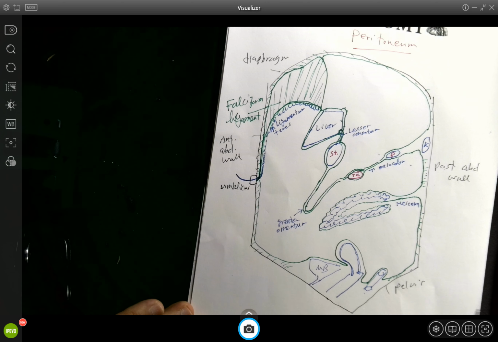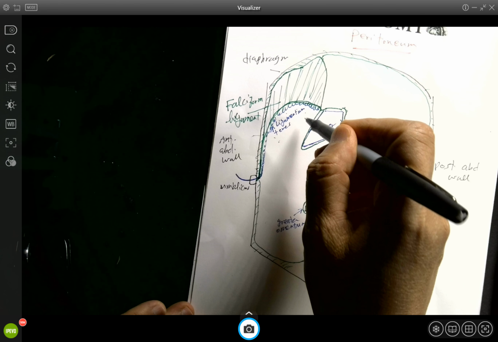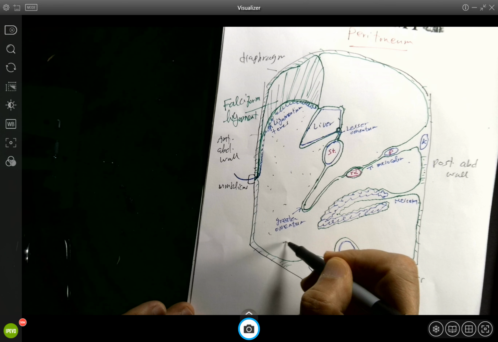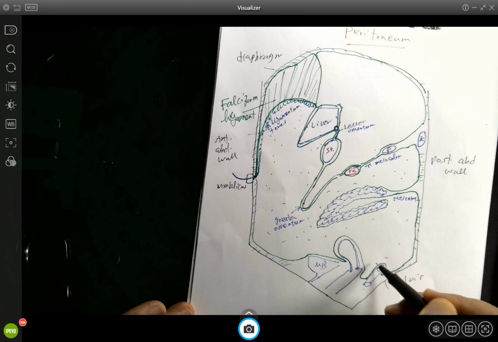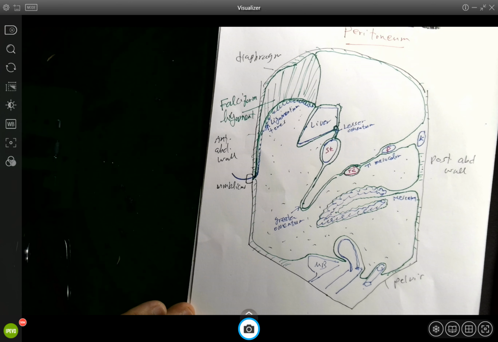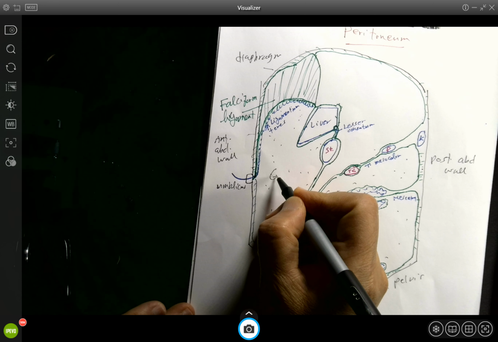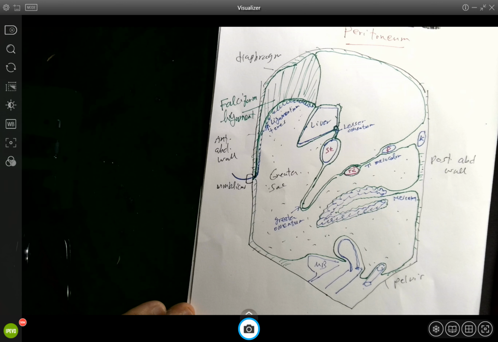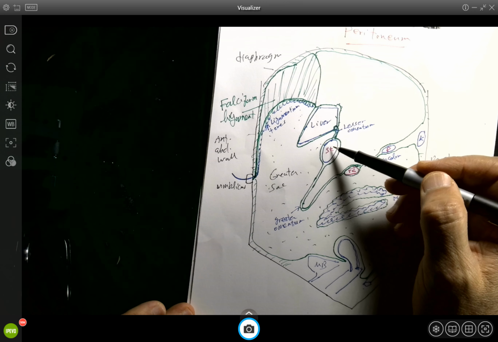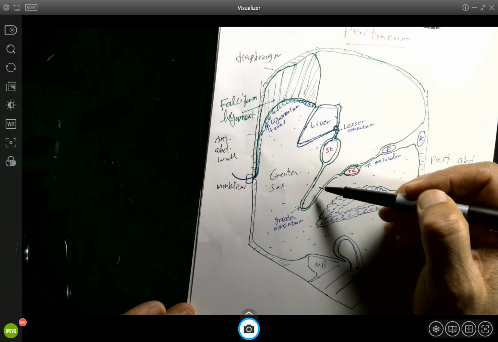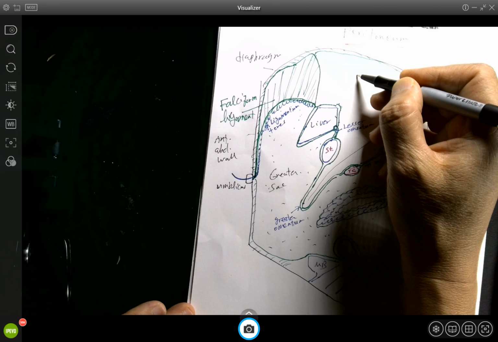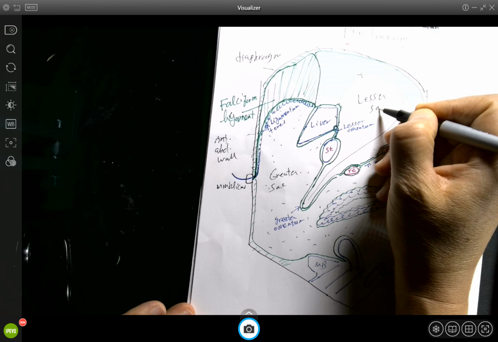As you see, this organization creates two sacs, two cavities. This one, which I'm going to mark with black, is a continuous cavity. This is what we call the greater sac. Everything here is the greater sac. And the one behind the liver, lesser omentum, and stomach, between the two layers, the two walls of the greater omentum, is called the lesser sac.